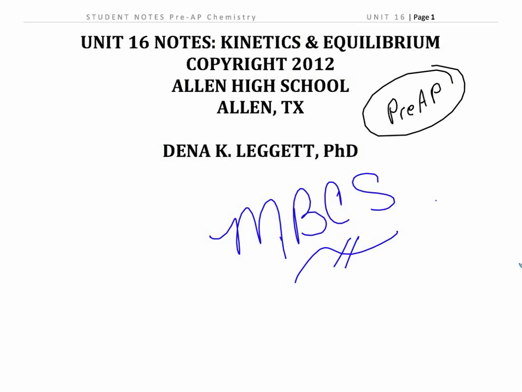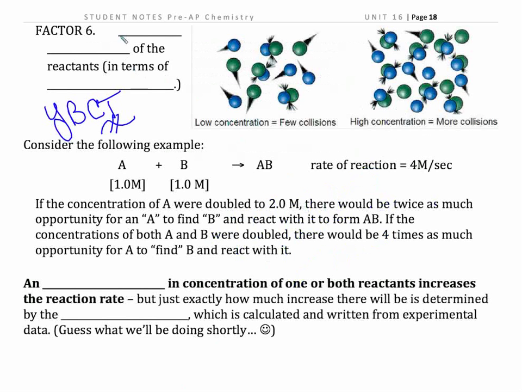We're in the midst of talking about the factors that affect the rate of a chemical reaction. Now, the last factor is one we're actually going to land on for a while, and that is concentration.